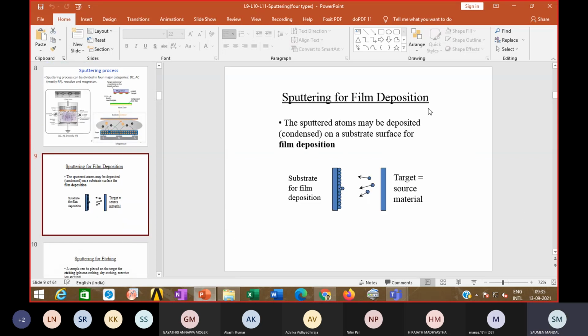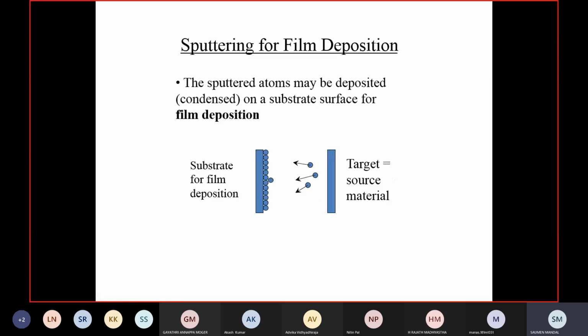And this sputtering process can be used for two purposes. One is sputtering for film deposition. The sputtered atoms may be deposited on a substrate surface for film deposition. As already explained, from the target, atoms will be ejected, and those ejected atoms will deposit on this substrate.